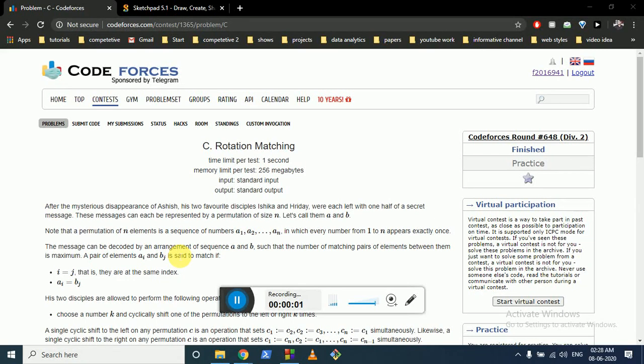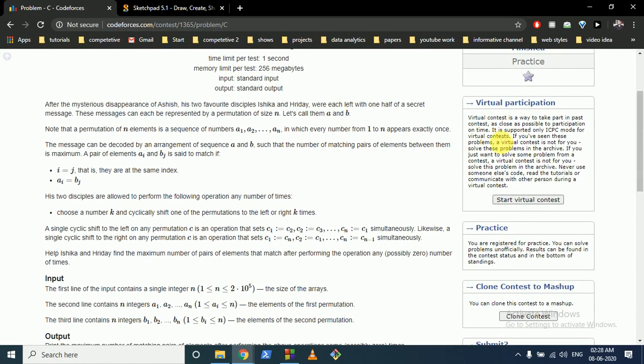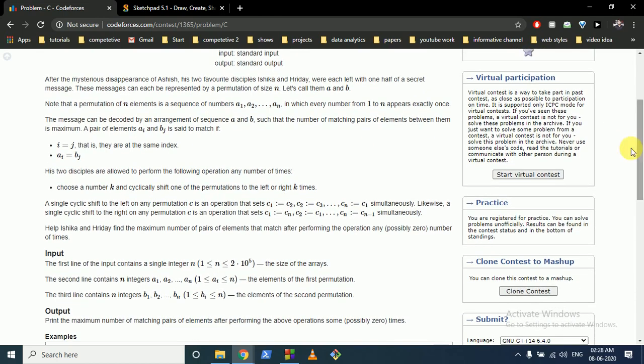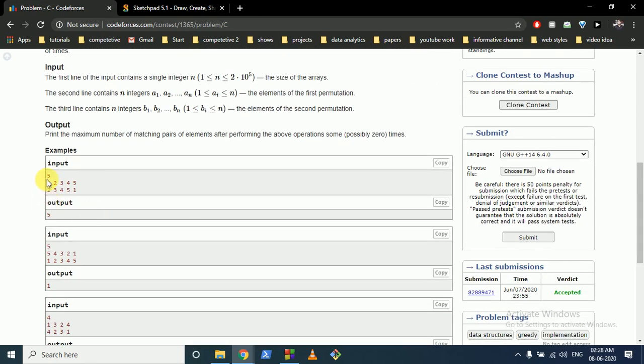Hello friends, so today we're gonna discuss problem C from Codeforces round 648, rotation matching. You can read the question statement, but in simple terms, you are given two permutations of numbers from 1 till n.